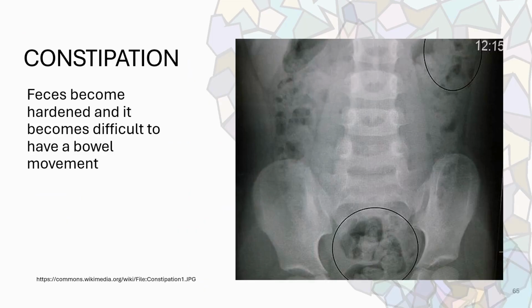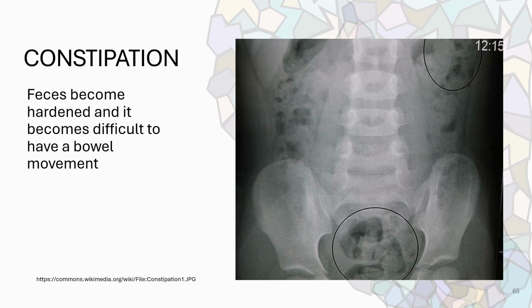Next up is constipation. Most of you have probably heard of constipation, so it's probably not something that's entirely new to you. But what happens is the feces becomes hardened and it becomes difficult to have a bowel movement. There's a lot of reasons that the feces can harden, but essentially there should be just the right amount of water inside of it to keep it moving through the intestines and to be able to expel it from the body. If we pull out too much water, it becomes hardened. So of course you're going to have trouble using the restroom.